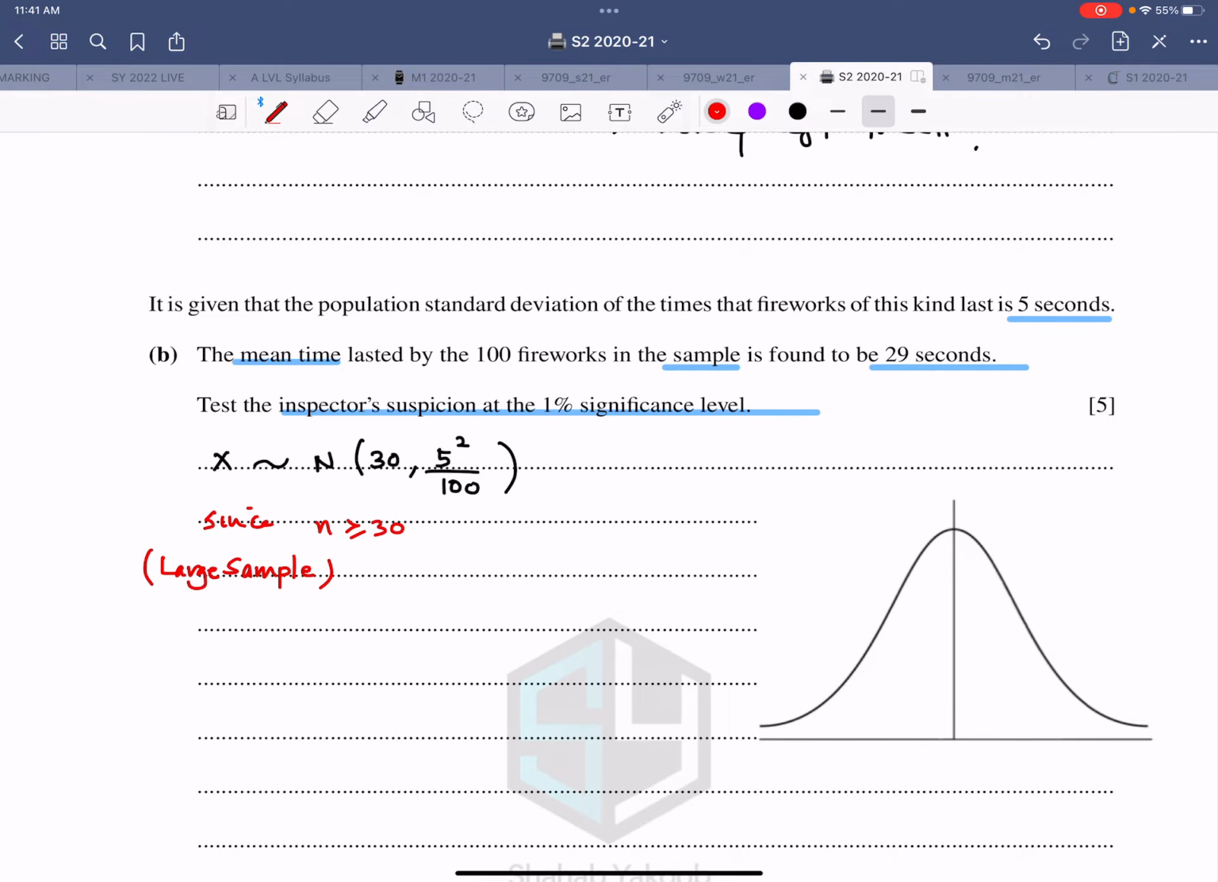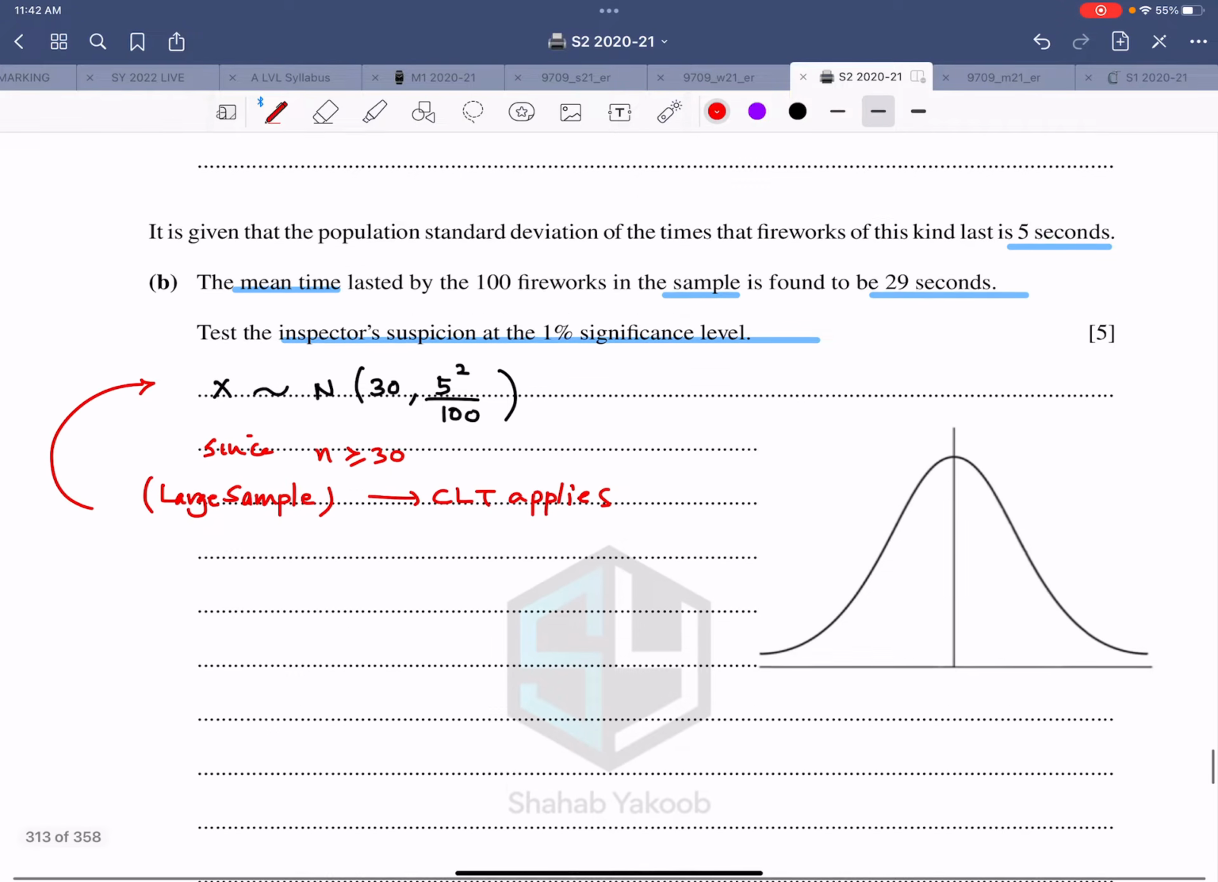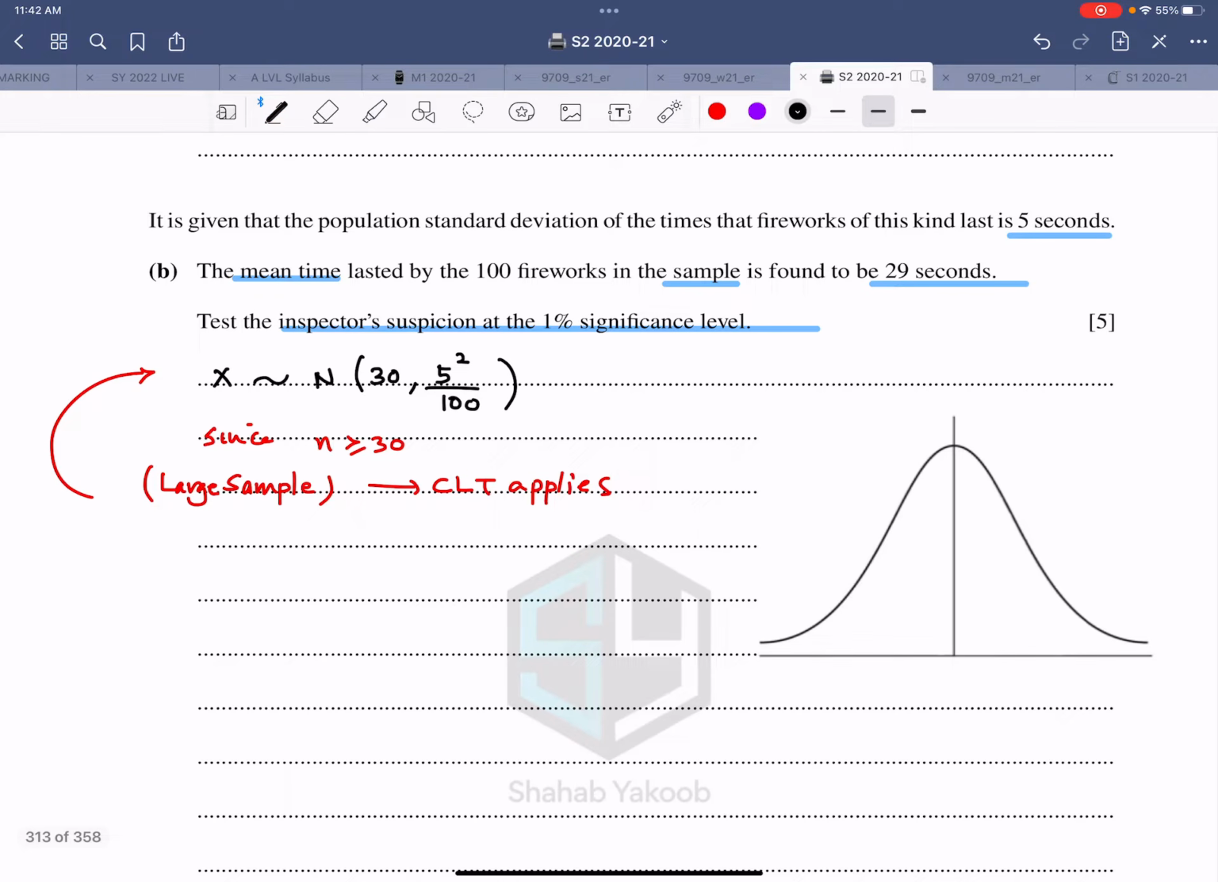Therefore, CLT applies and the data becomes a normal distribution. Second thing, H0: mu is 30. H1: mu is less than 30. It's a 1% significance level test. Now let me go over here.